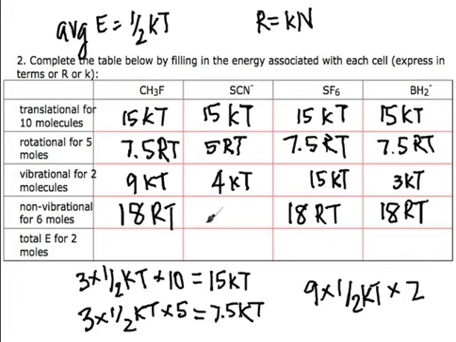Now for vibrational, it's going to be a little bit different because instead of doing 3 times 1/2 plus 3 times 1/2, we're now going to do 3 times 1/2 for translational plus 2 times 1/2 for the rotational, because linear molecules only have 2 rotational modes. So now it's going to be 5/2 kT. Then since we're looking at moles, it's going to be 5/2 RT times 6. So that's going to give us 15 RT.